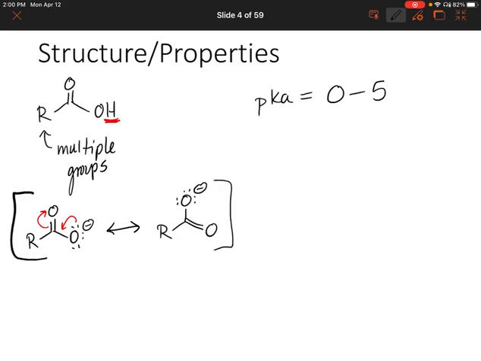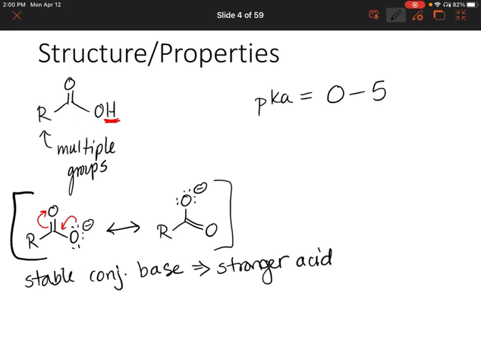So the more stable the conjugate base, the stronger your original acid. All right, now your textbook talks a little bit more about the acidity of carboxylic acids depending on what's bonded to it. So if you want to read through that, I highly recommend it. But we're going to just move on.